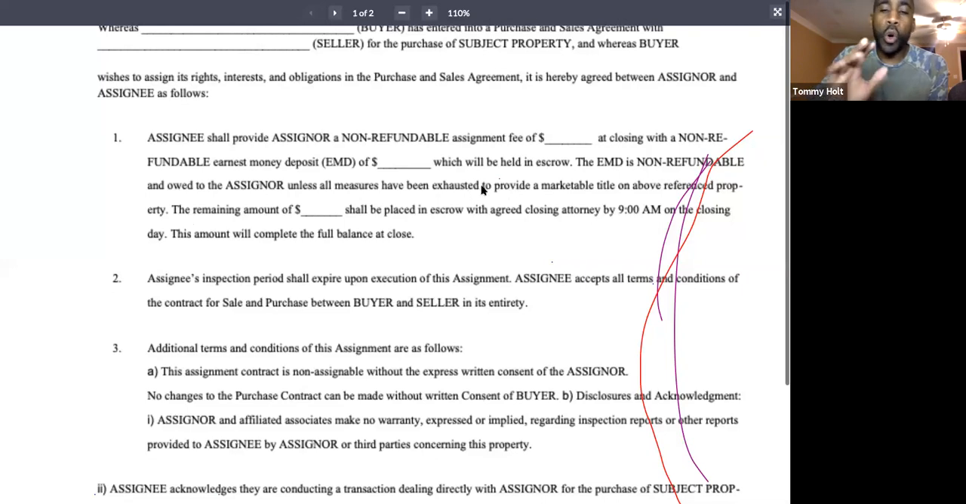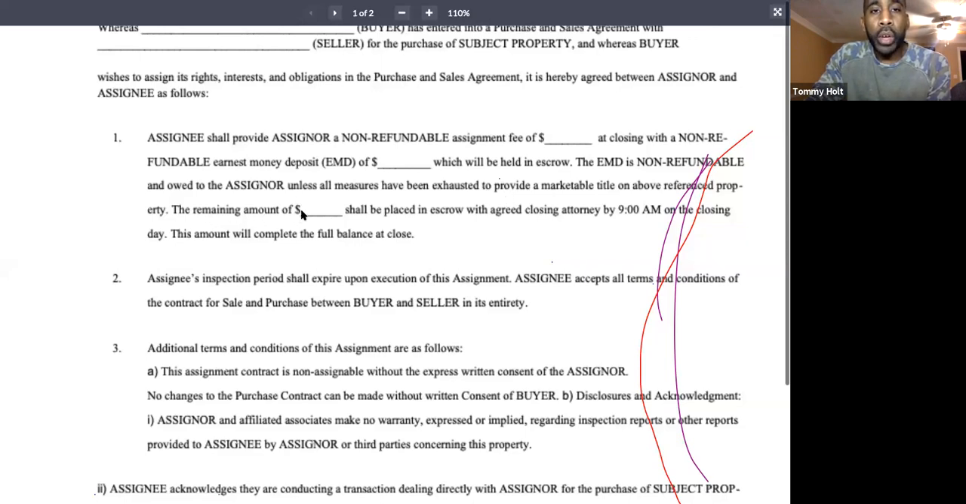What this is basically saying is the only way you can keep that earnest money deposit is if we cannot provide them with an equitable title. So the title has liens on it, we can't find all the people to sign off on it. Now, in truth and honesty, we can't hold on to that earnest money deposit because they can't do anything with it. Right.